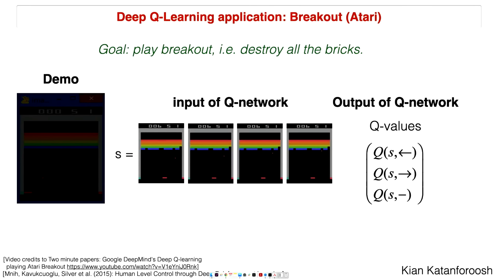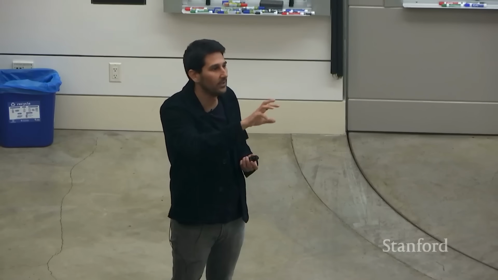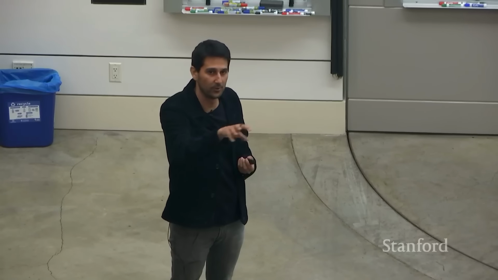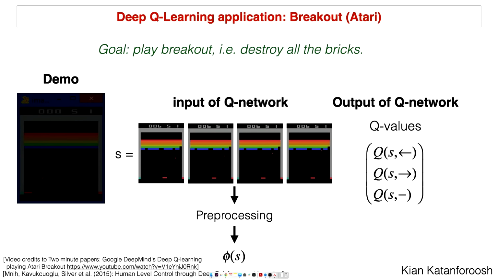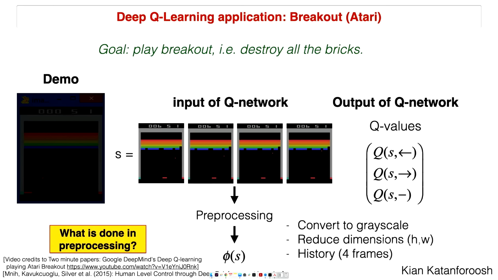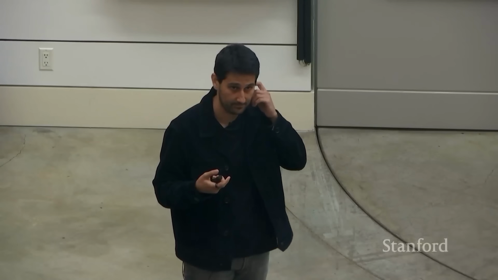We'll do pre-processing. There's one last thing that nobody mentioned, which is history. Because in fact, if you get only one screen, you don't know where the ball is going. So actually you can't solve the game. And the way you fix that is by giving a history of multiple screens. For example, 4 screens, so that you see the direction that the ball is going in. So our pre-processing function is called phi of s, let's say, and phi of s is a mix of, you might convert to grayscale, reduce the height and width, and also add the history of 4 frames. And that should be enough.